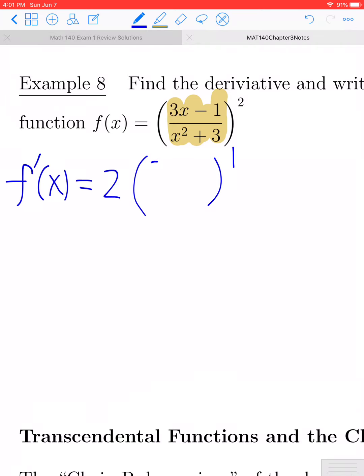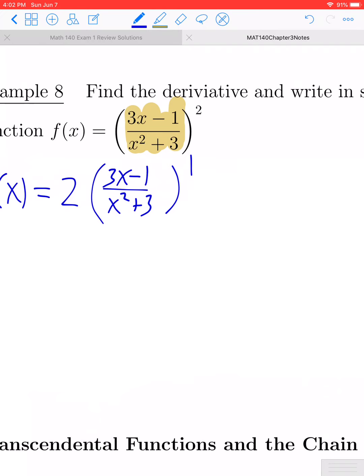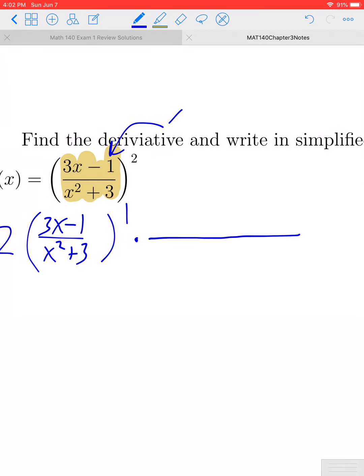And the chain rule says you leave the inside function alone for the moment. That's 2 times parentheses 3x minus 1 divided by x squared plus 3. And now from the chain rule, we need to multiply by the derivative of the inside function. And to do the derivative of 3x minus 1 divided by x squared plus 3, that in and of itself is going to require the use of the quotient rule.